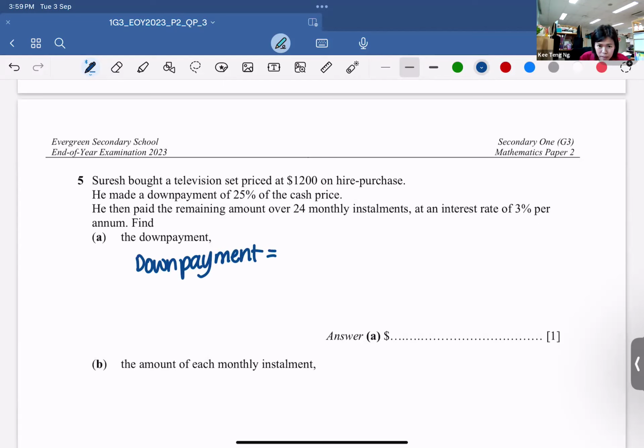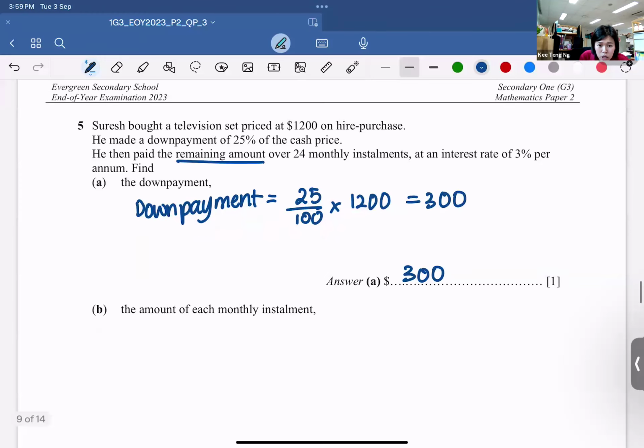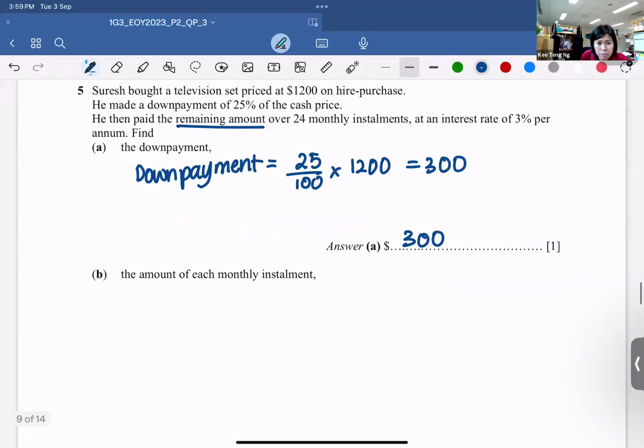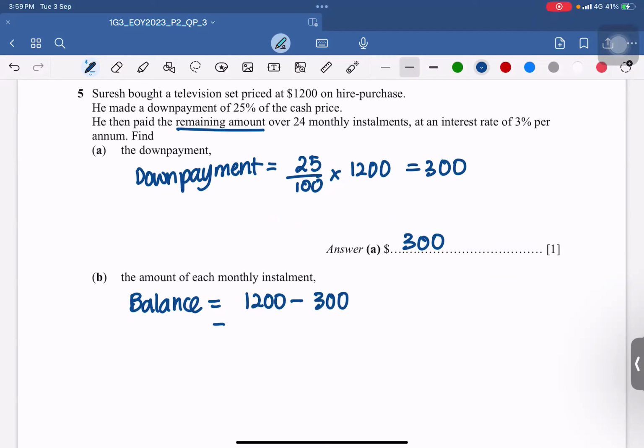Working. How did you get 300? Working, 25% of it. Okay, and in my copy, Coining's answer says 300. Okay, correct, 300. He paid the remaining, thank you, Coining, remaining amount. Jinsy, what is the remaining amount? I paid my deposit already. So the remaining amount is 900. Yes. Next part of the question.